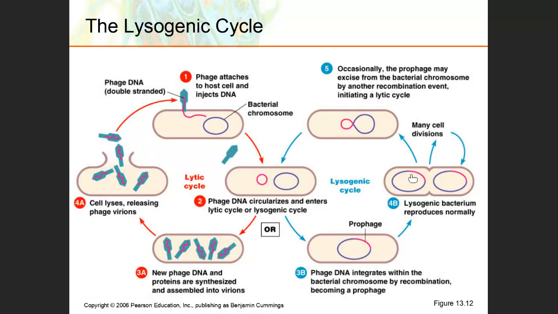But at some point, the prophage can leave. It can excise or cut itself out. If that happens, then lambda will follow a lytic life cycle. Its DNA will be replicated and transcribed and translated. New viruses will be produced, and they will destroy the host cell.